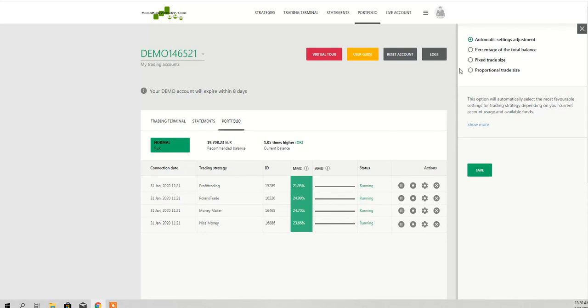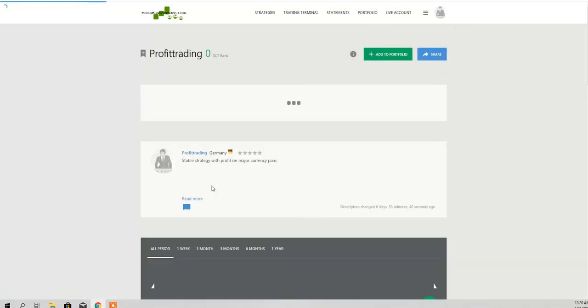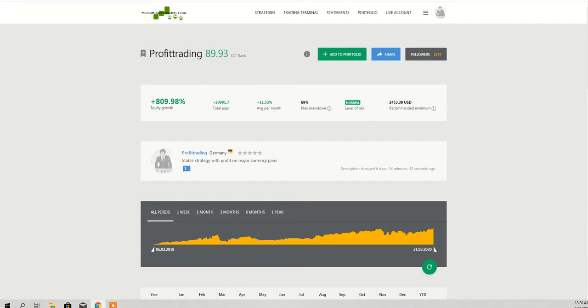But we're going to go into percentage of account. We're going to allocate a percentage of the balance of our account to each of the individual traders. Now when we do this, we have to go into each of the strategies. Let's go into profit trading. We have to see what the recommended minimum is. The recommended minimum for profit trading is $2,453. If you're making these settings, you have to make sure you have this balance in your account in order to copy trade profit trading.